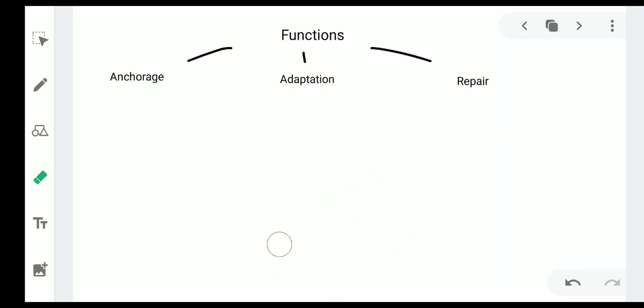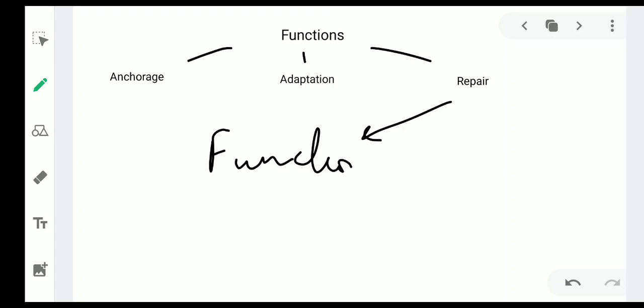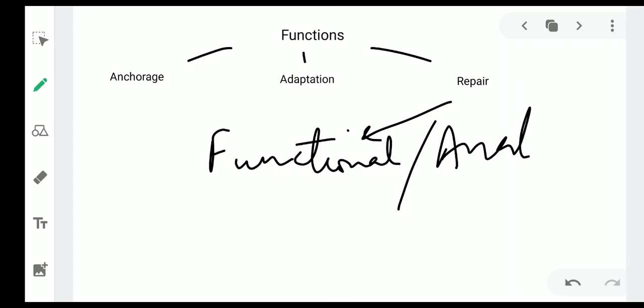Now third is repair. As compared to enamel, cementum is a tissue that can repair itself. The enamel cannot repair as the cells are lost, but here the cells are present, so it has a function of repair also. There are two types of repair. One is known as functional repair, and another is known as anatomical repair. Now what is the difference between the two?